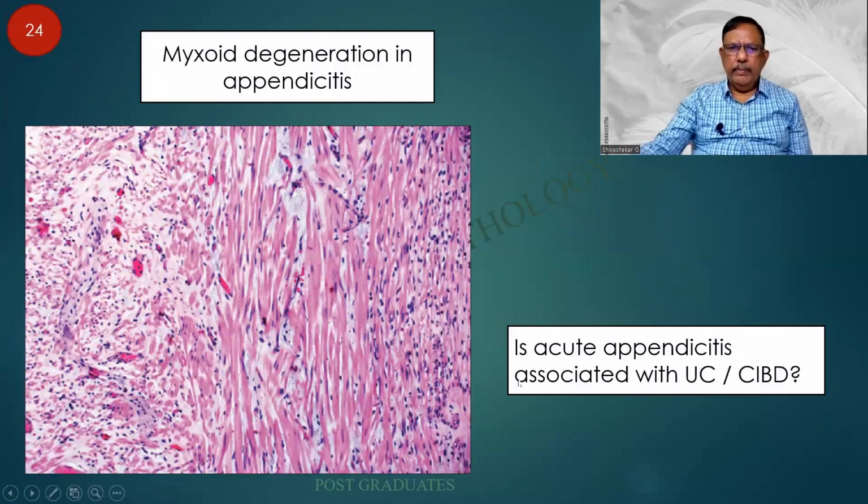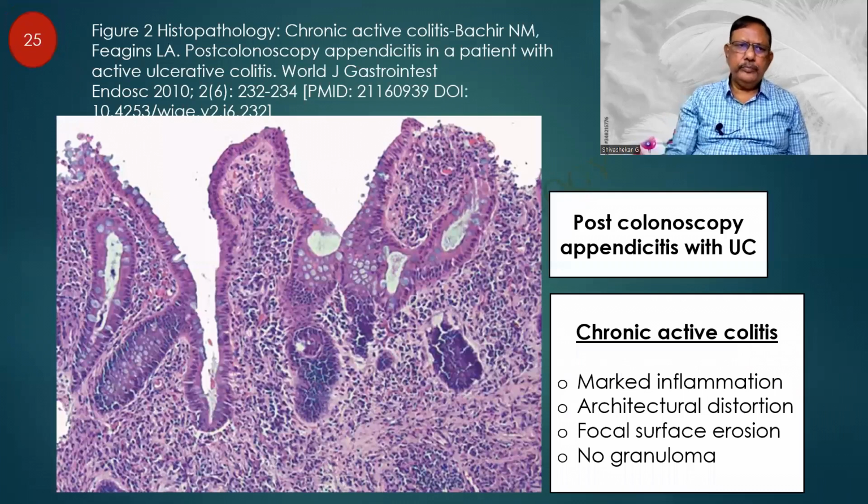So look at this particular picture. It is a case of appendicitis, and then there is a myxoid degeneration. This myxoid degeneration, they say, can be associated with ulcerative colitis or another form of chronic inflammatory bowel disease. So are we really right in giving our diagnosis of appendicitis? Think about it.